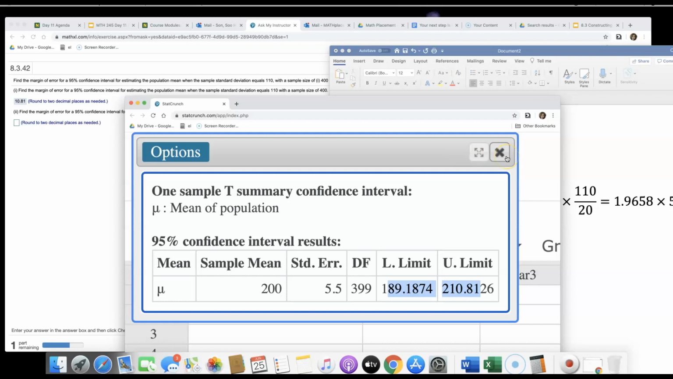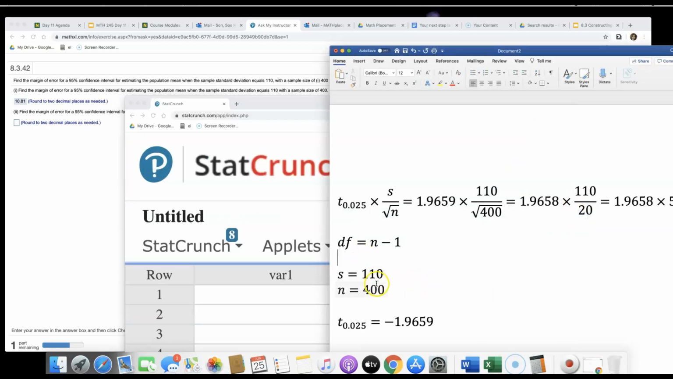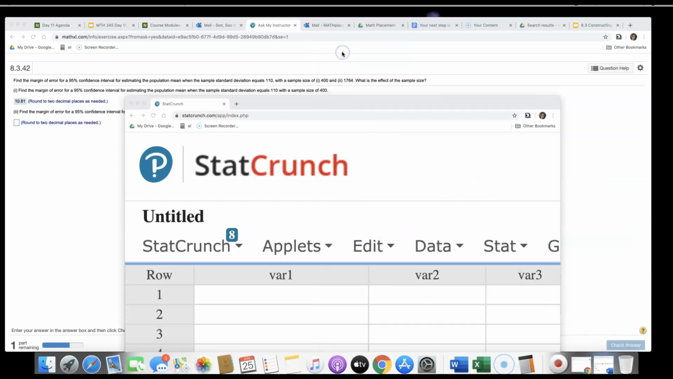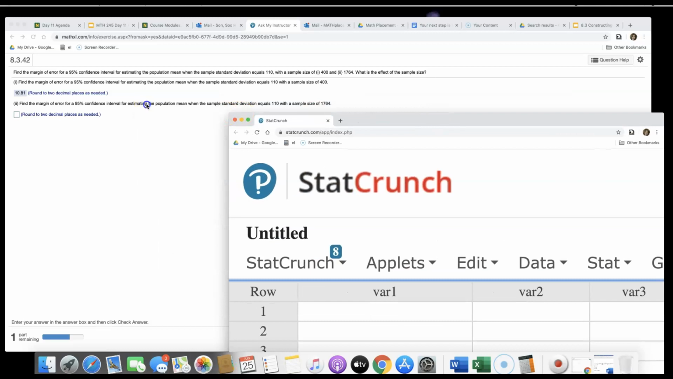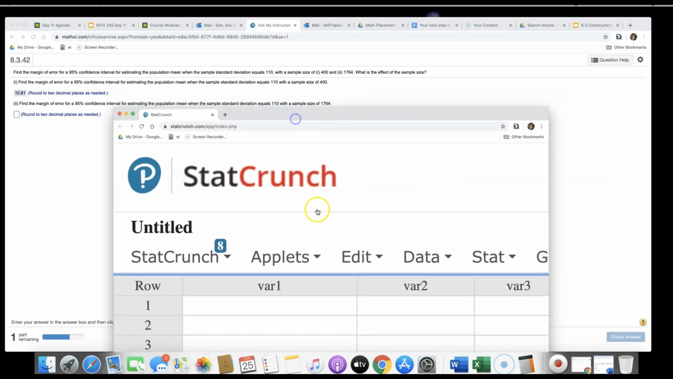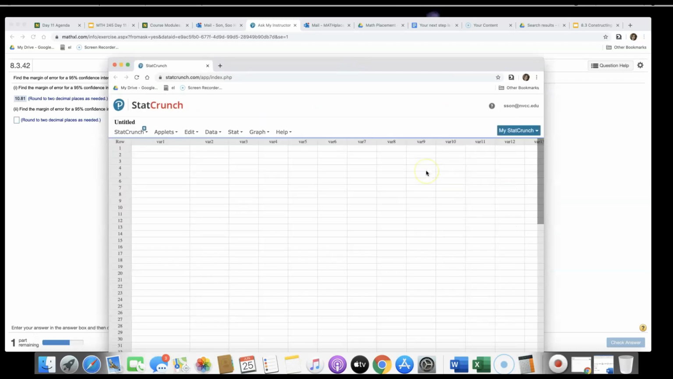It works. You know what? Because I think looking at that t-value can be somewhat annoying, really. So let me go ahead and do the other one using this very tricky, fun method. How about we find the margin of error for a 95% confidence interval for estimating the population mean when the sample standard deviation is 110. That stays the same, but they raise the sample size to 1764. Let me do that. Okay, you may like this method better.